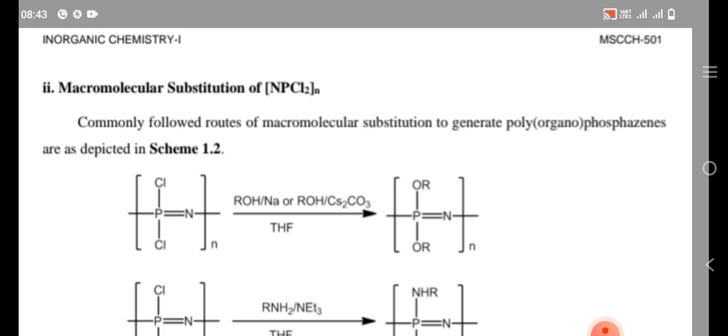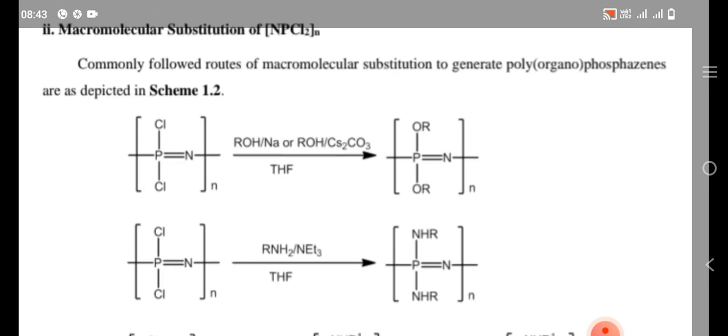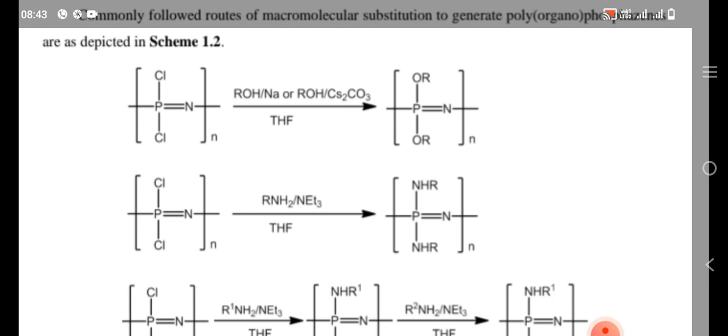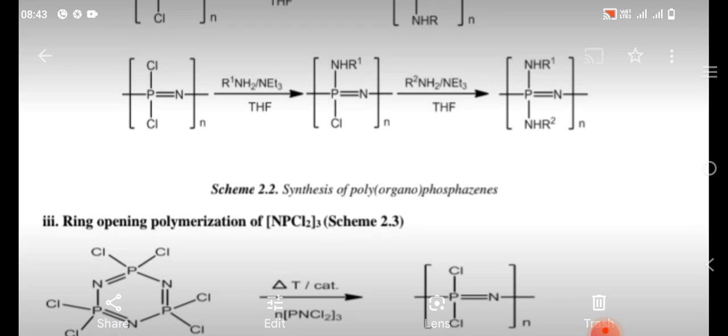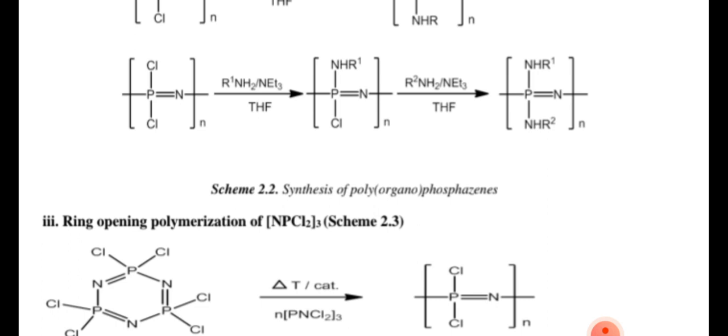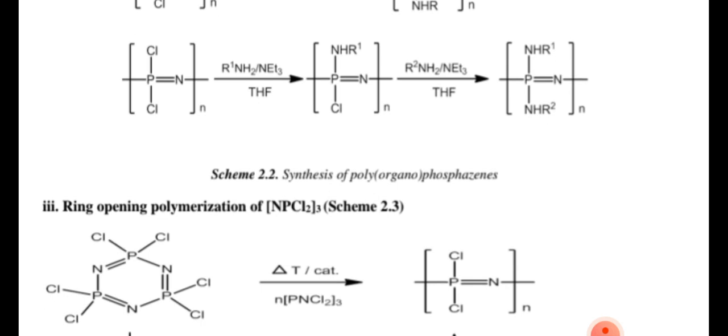(NPCl2)n in the presence of sodium alkoxide or an alcohol with K2CO3 in THF, we get this compound, P(OR)2=N. Then the phosphazene reacts with an alkylamine in the presence of triethylamine in THF, and we get P(NHR)2=N. Then (NPCl2)n in the presence of an amine and triethylamine in THF gives P(=N)Cl(NHR). Amine reacts with triethylamine in the presence of THF, and we get N=P(NHR)(NHR1)(NHR2).